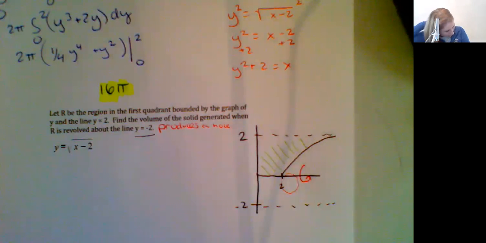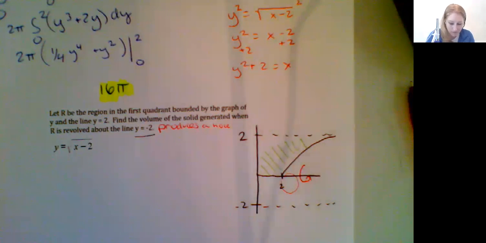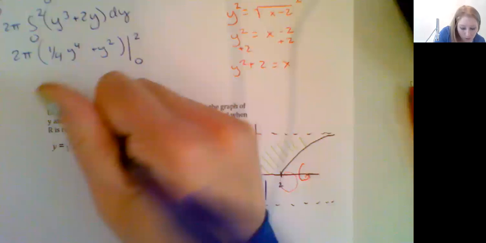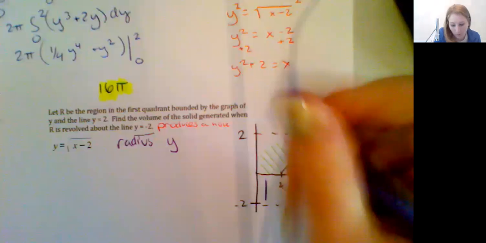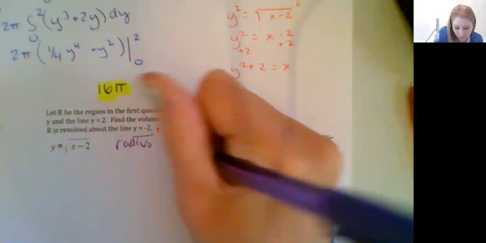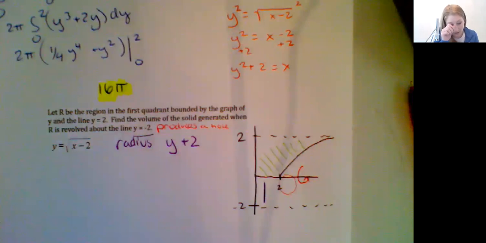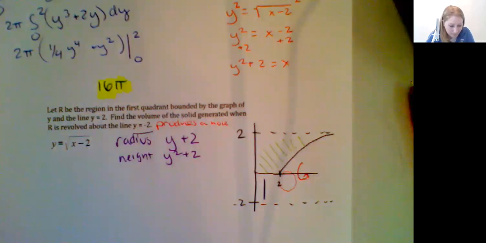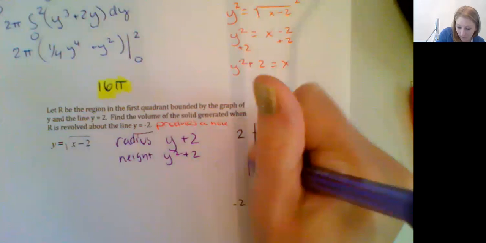In this case, because this gap is happening here, my radius is now going to be y, whatever the y value is, plus 2. My height is still going to be y squared plus 2. Let's go ahead and plug this in. My integration is still going to happen from 0 to 2.